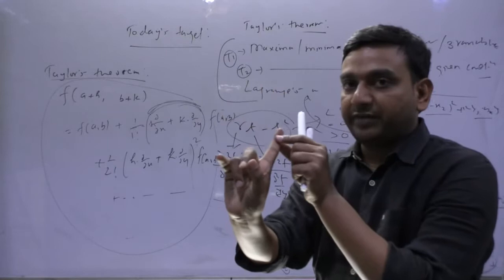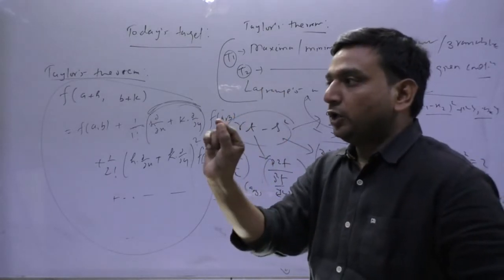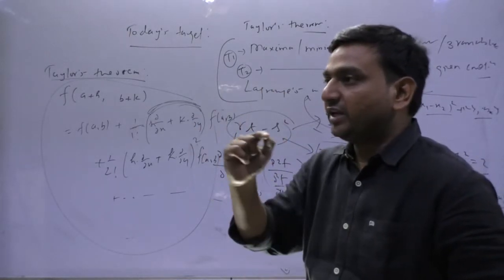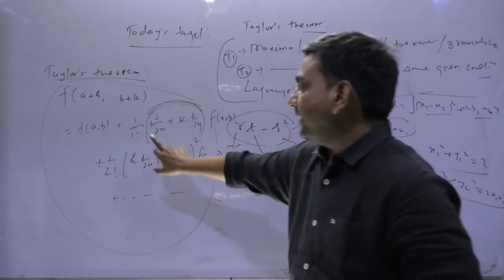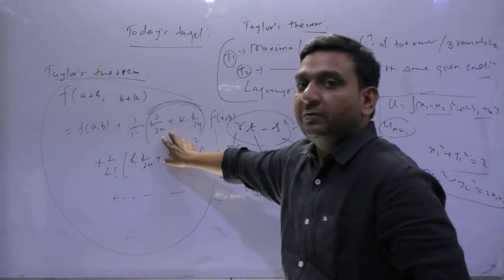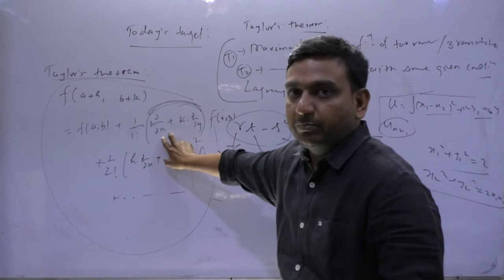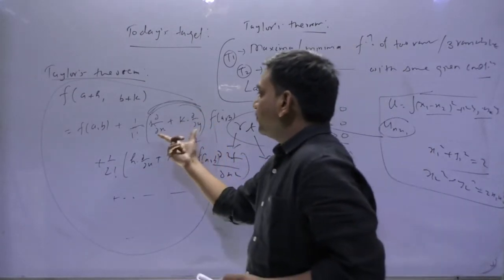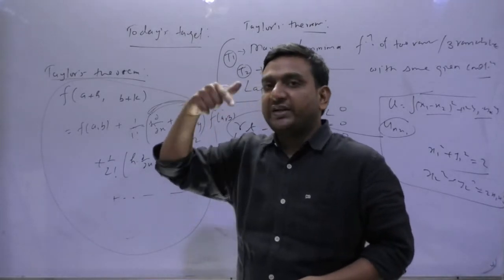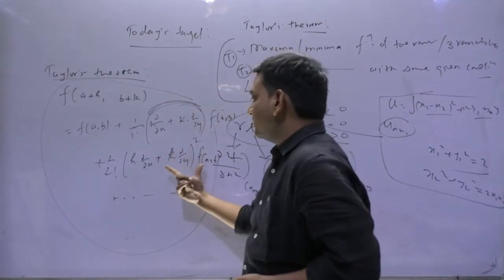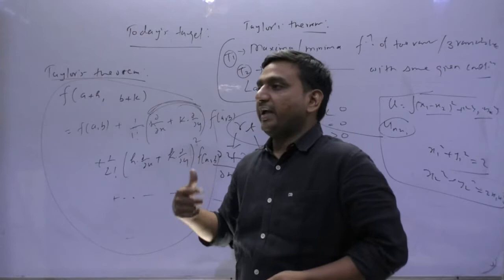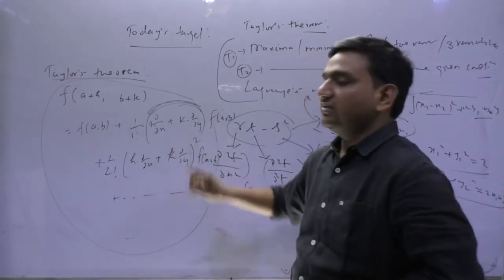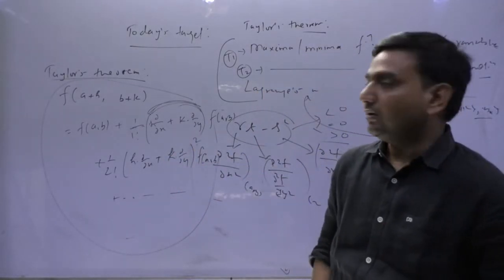In case of one variable, h into f dash a. In case of two variables, h into ∂f/∂x at the point (a, b) plus k into ∂f/∂y. So this formula should be settled in your conscious or subconscious mind so that at the time of recalling things it is easy. Clear?